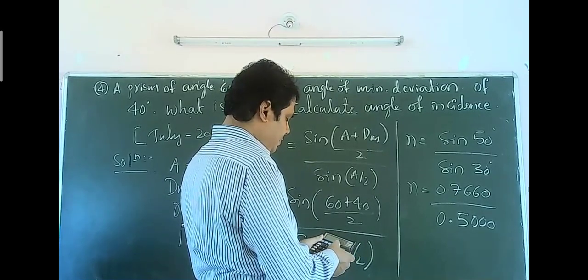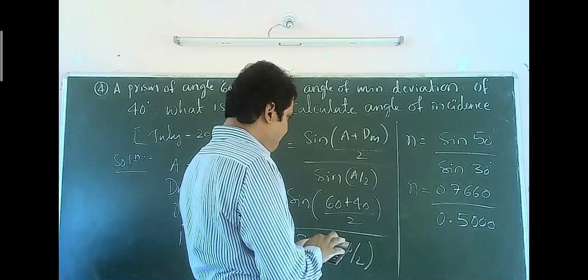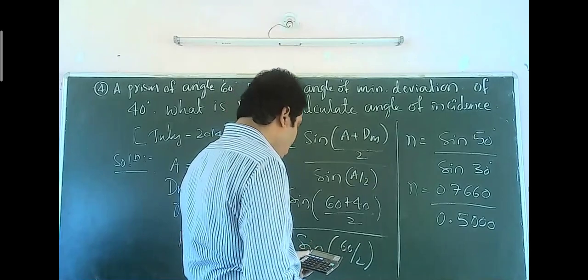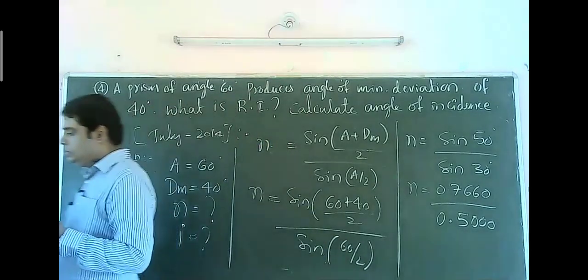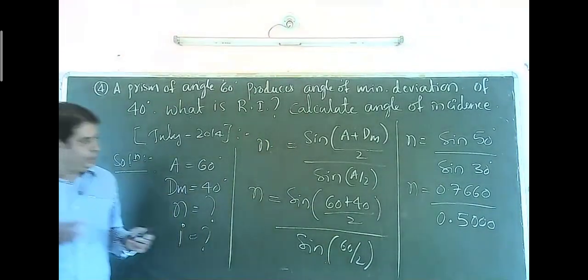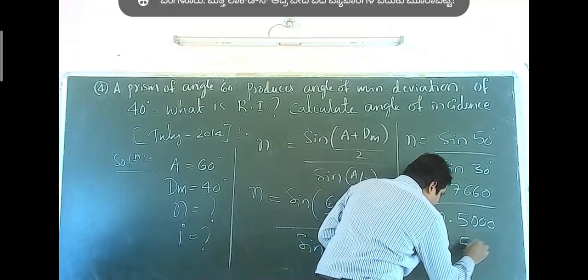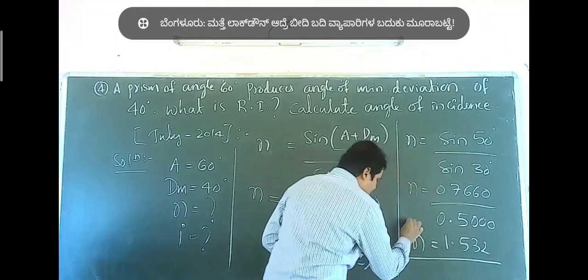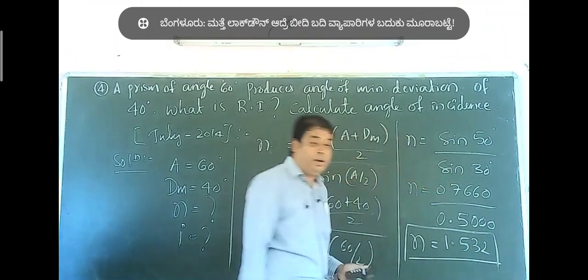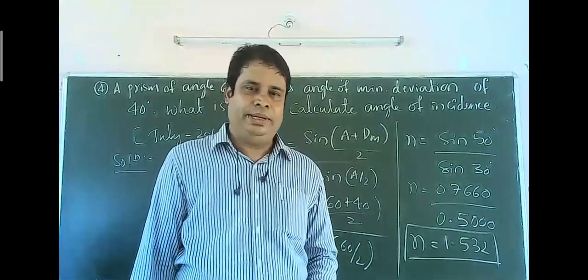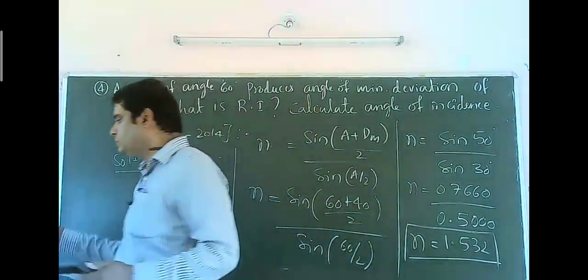0.766 divided by 0.5 gives 1.532. It shows 1.532. N is equal to 1.532. This is the value. What is the unit? No unit. Refractive index is just a number, it has no unit. Okay.